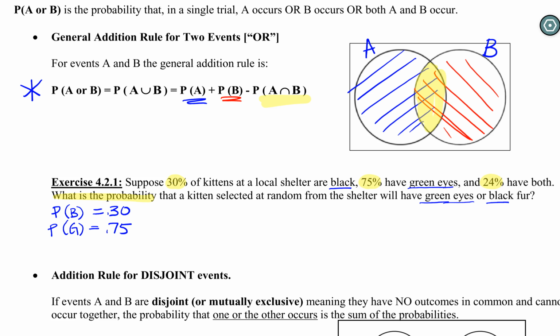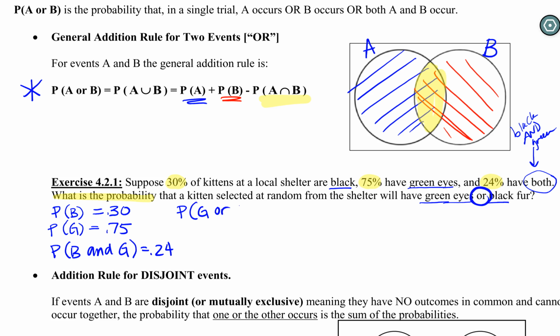And 24% have both. Now, both is not the nicest keyword, but it is pretty simple for us. This means that they are black and have green eyes, right? So that's going to be our black and green eyes. And then the last piece, which is frankly one of the most crucial pieces, is what am I asking you for? Because I don't want you to answer the wrong question. What is the probability a kitten selected at random from the shelter will have green eyes or black fur? So that's what we're looking for, G or B.